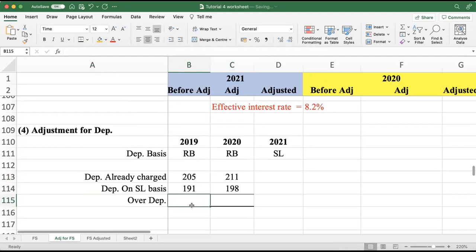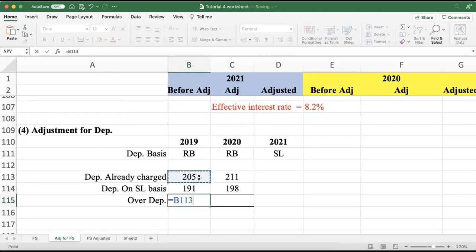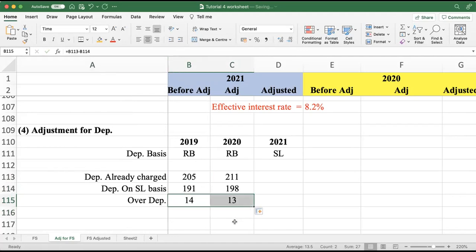So 2019 amount charged to the profit 205, but depreciation according to the straight line basis 191. You see, over depreciation is 14. 2020 over depreciation is 13. Now you need to adjust your expenses. 2019, you need to adjust over depreciation 14. 2020, over depreciation 13.